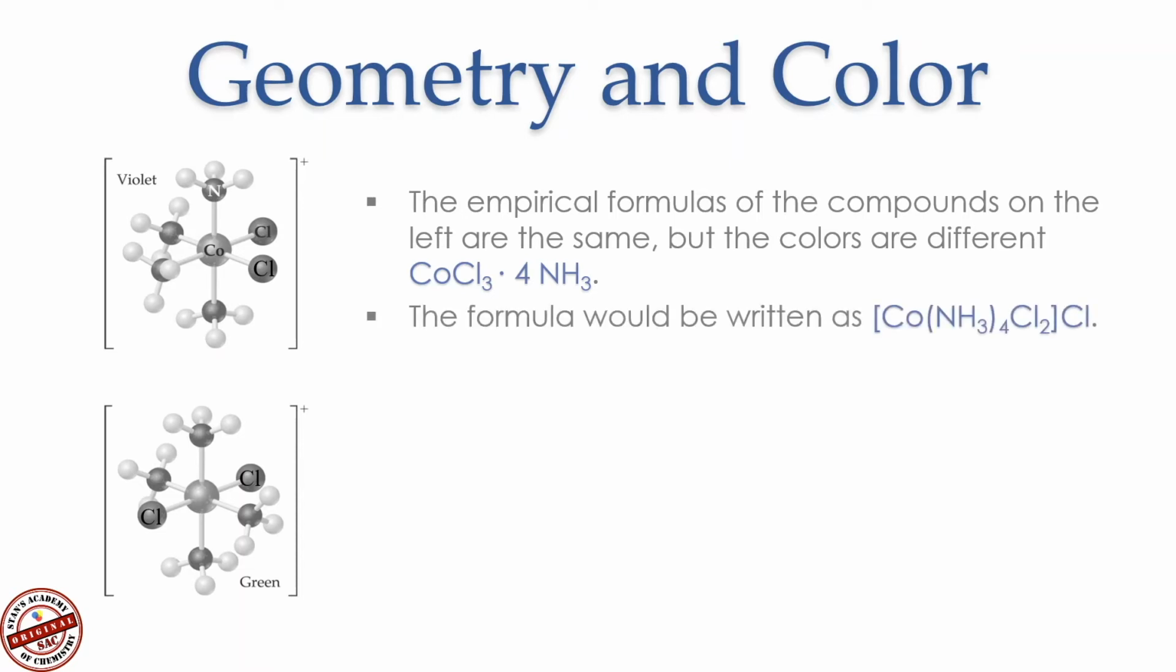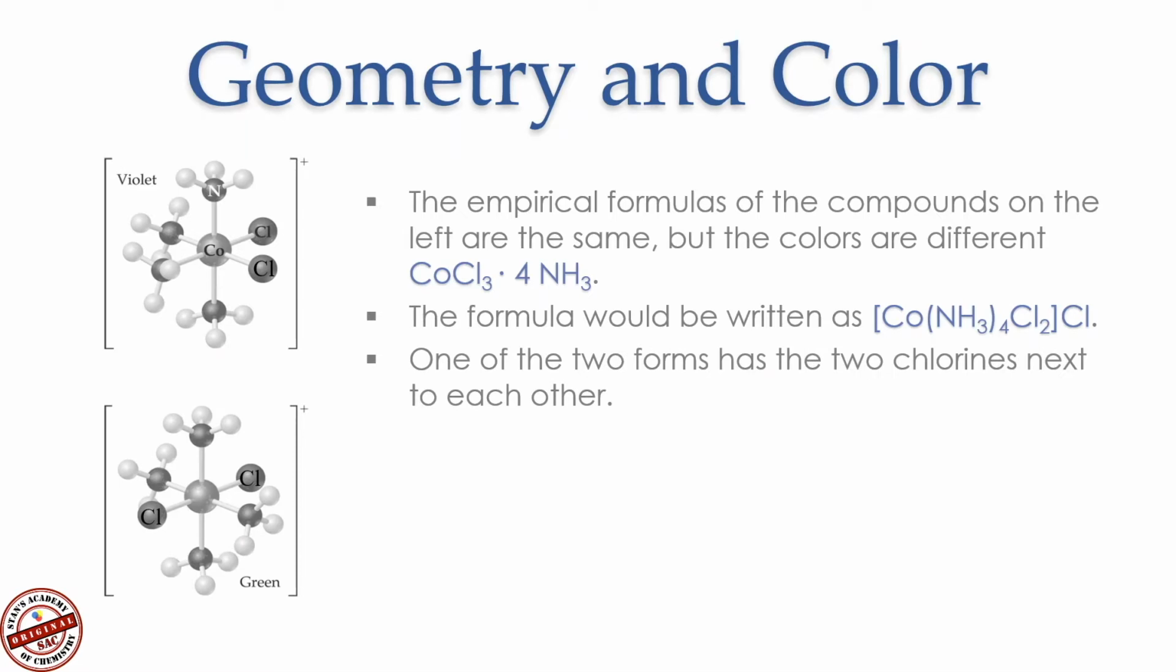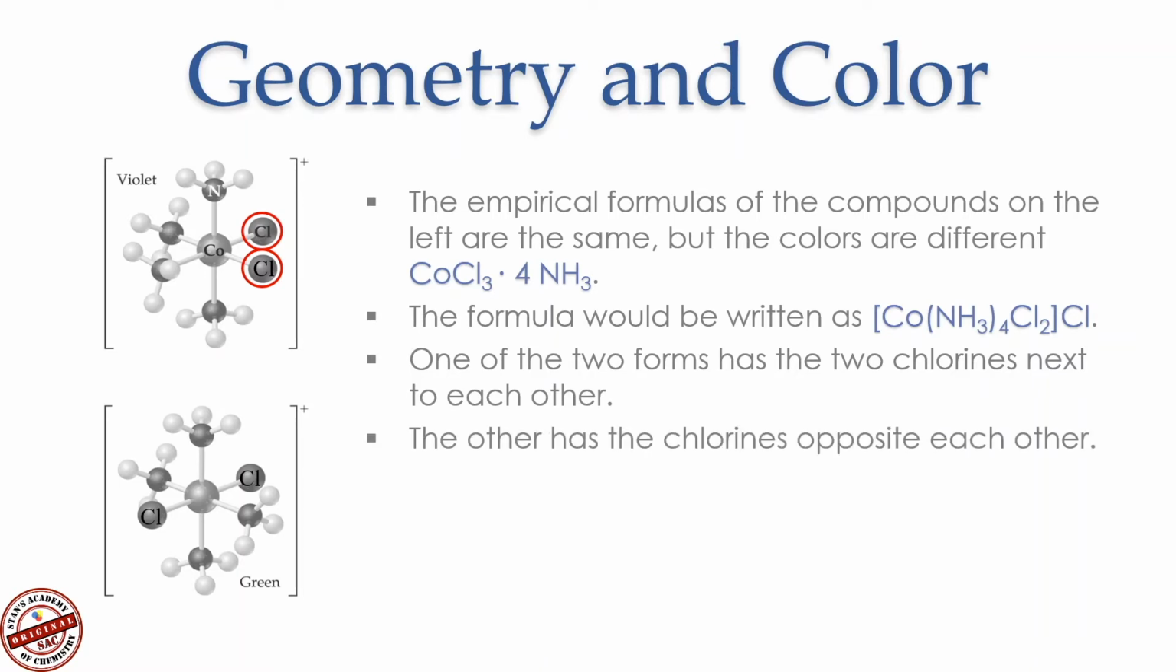Now we can write the formula as we would for a regular complex compound using the coordination sphere, Co(NH3)4Cl2 and 1 Cl outside it. So one of the 2 forms has 2 chlorines next to each other. You can see those 2 chlorine atoms in the first compound, they are close to each other. The other has chlorines opposite to each other. So that's the fundamental difference.